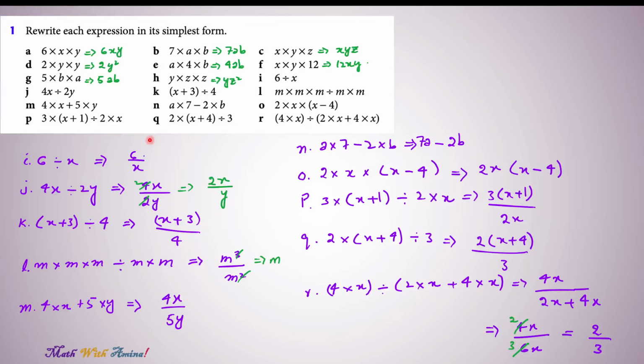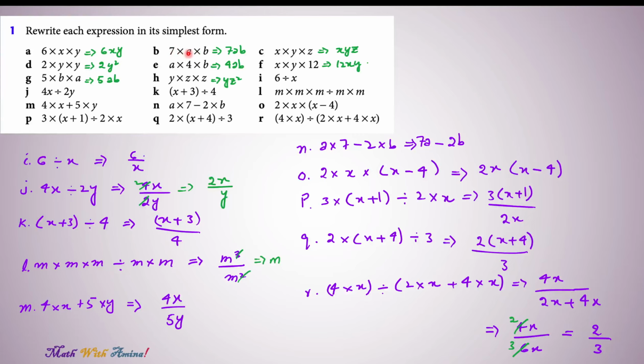However, one thing you have to keep in mind is that simplifying does not mean solving. We are not finding a value for x. We are just making the expression look tidier and easier to work with. So starting with the very first part of the question, it is 6 multiplied by x multiplied by y. So as an algebraic expression, we can write it as 6xy. Again, the value is the same, it's just that we have written it in algebraic form.